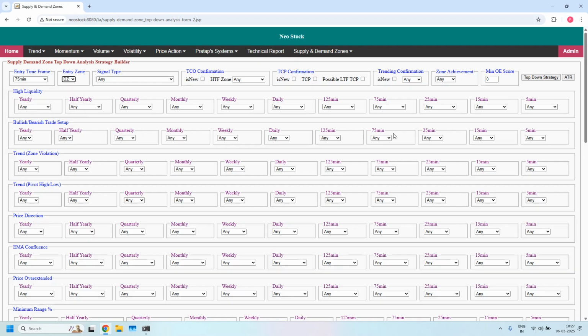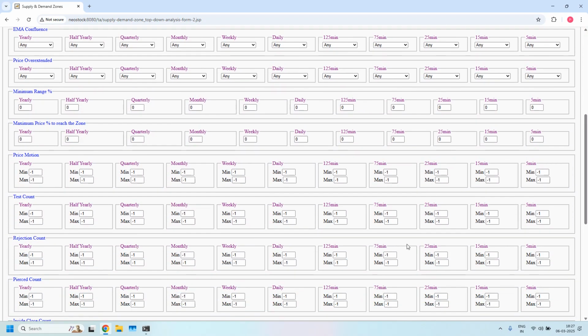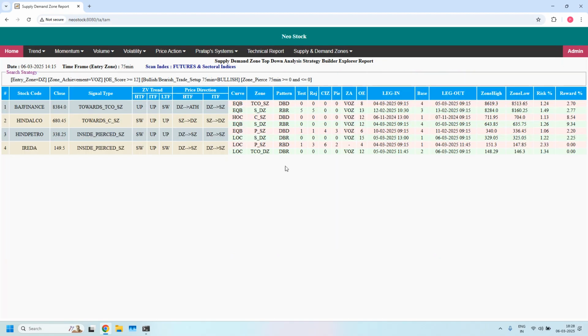In bullish or bearish trade setup at 75 minutes, I am selecting bullish. Zone achievement violated opposing zone, minimum odd enhanced score 12, and also 75 minutes demand zone should not be pierced. So in the pierced count parameter at 75 minutes time frame, I am setting minimum value 0, maximum value 0. With all the three filters, we got 4 stocks.